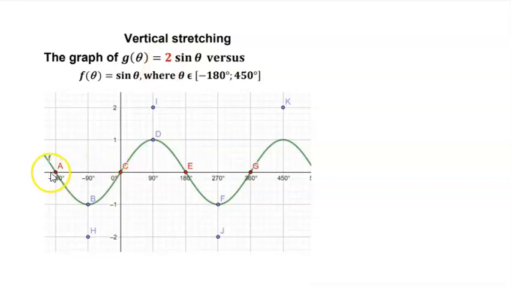So we multiply the y value by 2 each time. We pick a few values, like for instance at A we get 0, multiply by 2 to get 0 again. At B we have -1, if I multiply by 2 I get -2. At C I will get 0 again. At D I multiply by 2 I get 2. And at E I get 0 again. At F I multiply by 2 again and I get -2 and I make a dot there. At G I stay at 0 because 2 times 0 is 0, and here at 450 degrees I get a maximum value of 1. If I multiply that by 2 I get +2 and I make a dot.